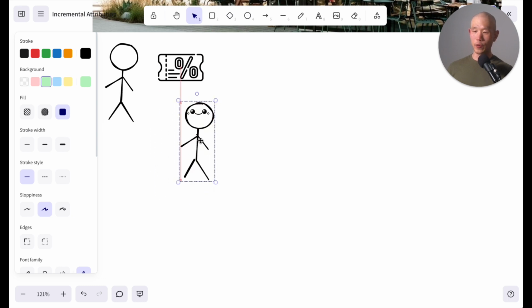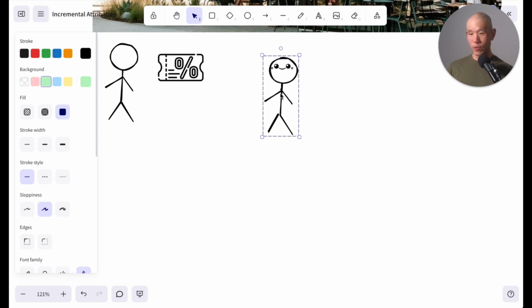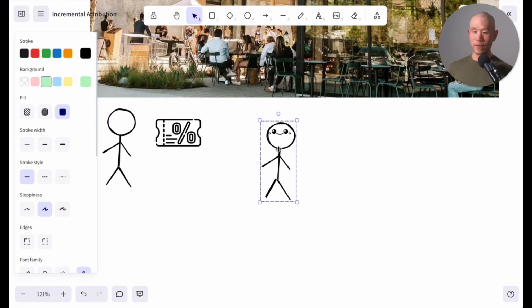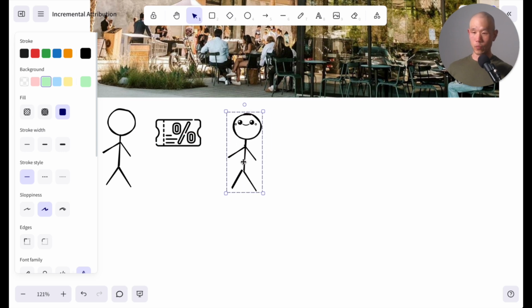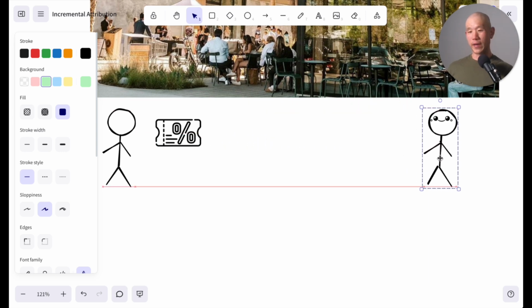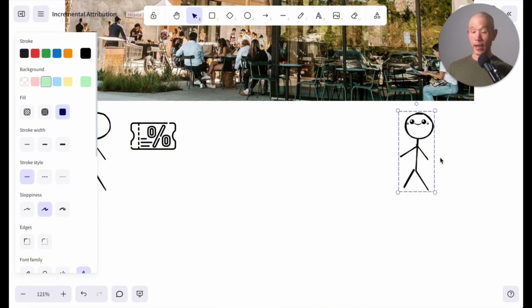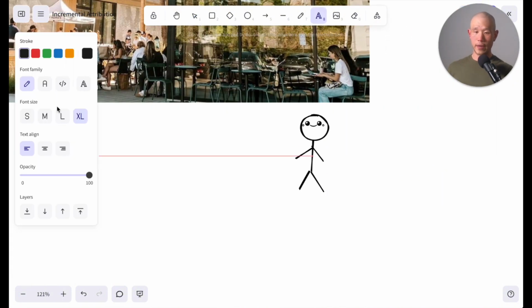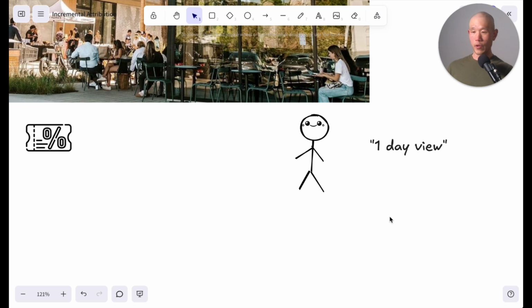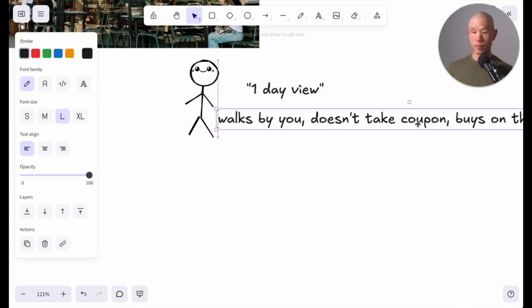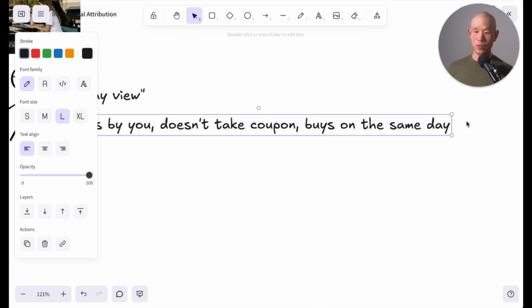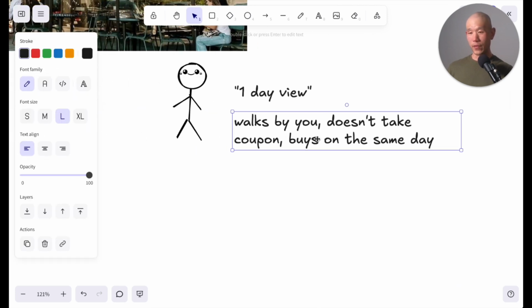They walk past, they don't take the coupon, they don't talk to you, and they may not have even known that you were there, but you were close in proximity. So they come to the store, they go inside, and they buy. This is an example of one-day view, which is half of the equation of the default setting called 7-day click, 1-day view. As a recap, they walk by you, they don't take the coupon, and they buy on the same day.